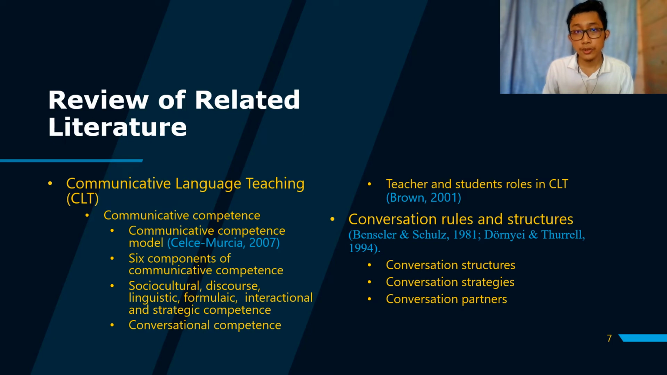Now we're moving into the review of related literature. These are the concepts that will be used in this research. To start off, there is communicative language teaching, which we have already defined previously. According to this model, there are 6 components of communicative competence: social cultural competence, linguistic competence, formulaic competence, interactional competence, and finally strategic competence.